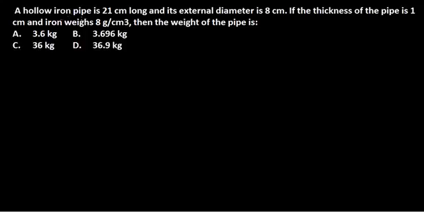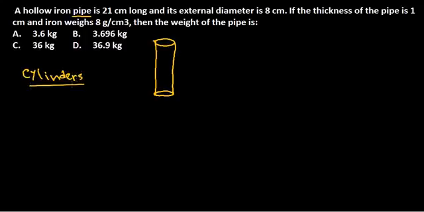A hollow iron pipe. Whenever they mention a pipe, you need to promptly think of a geometrical shape. Whenever we talk about a pipe, it's very easy to imagine a shape that looks just like a pipe. And what thing is looking like a pipe? Obviously a cylinder, right? So we know we are talking about cylinders, so whatever formula we require is for cylinders.